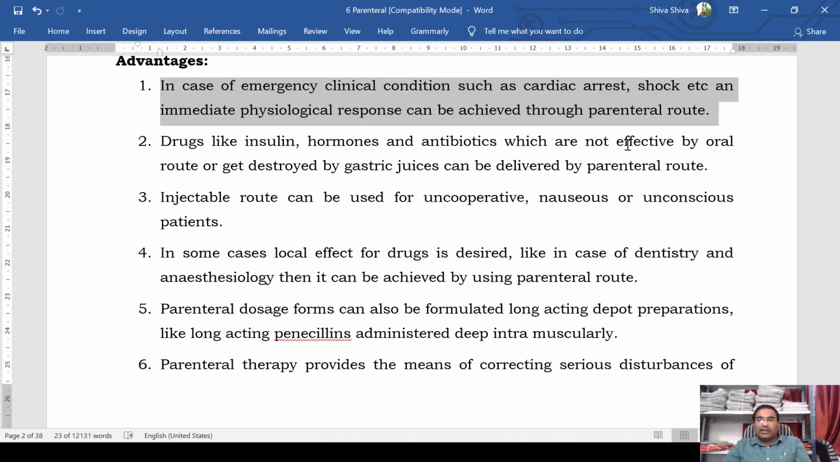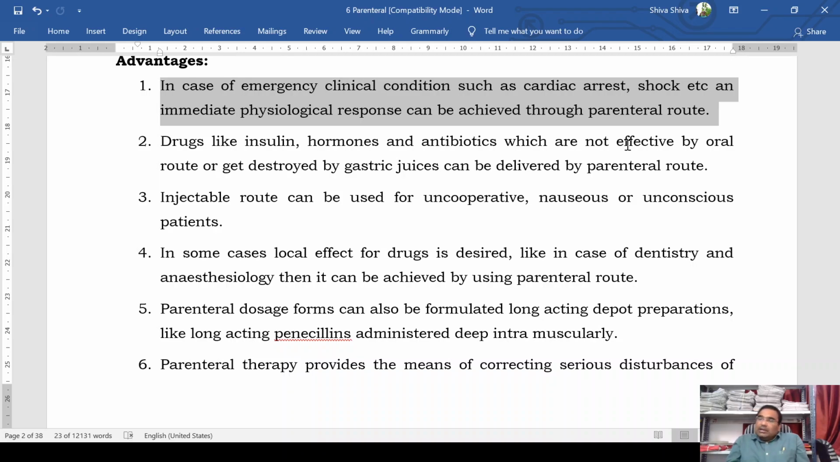Juices can be delivered by the parenteral route. Third advantage: drugs can be administered as injectables or parenterals to patients who are unconscious, uncooperative or nauseous.